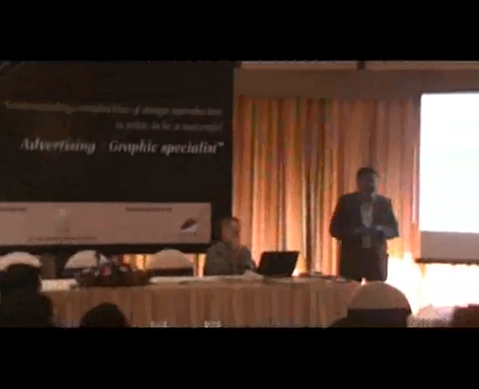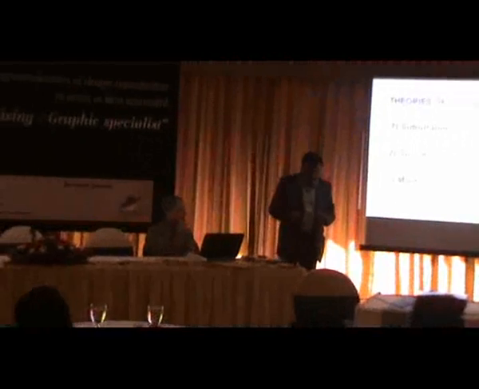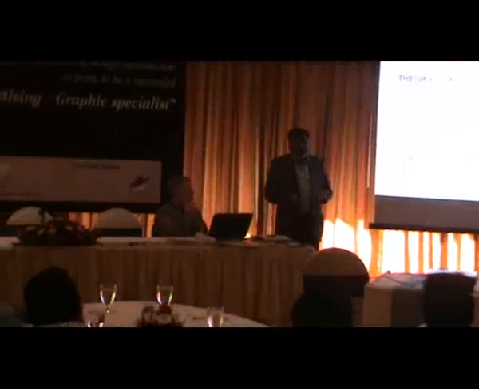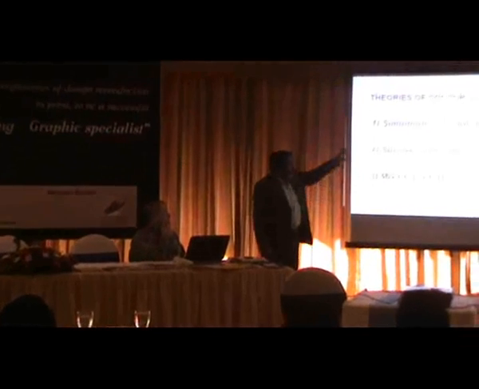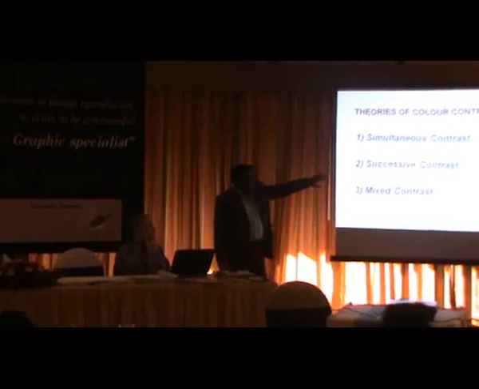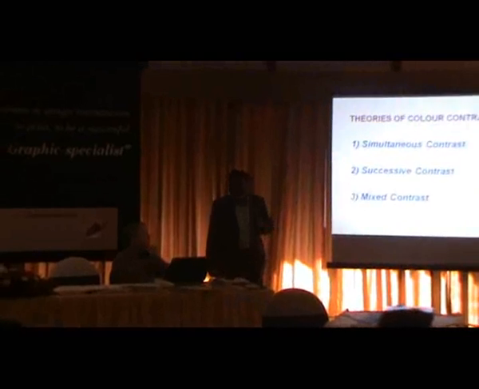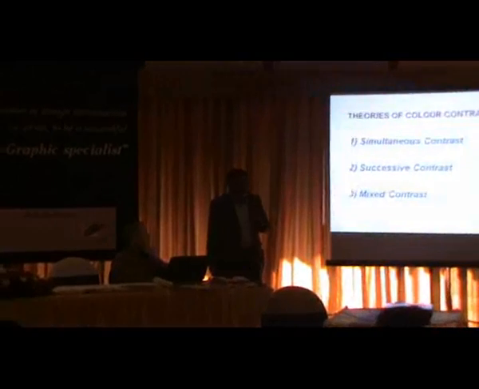When we talk about color, specifically dealing with it, three things are very important. What are those three things? I classify this as three kinds of contrast which happens in the brain.